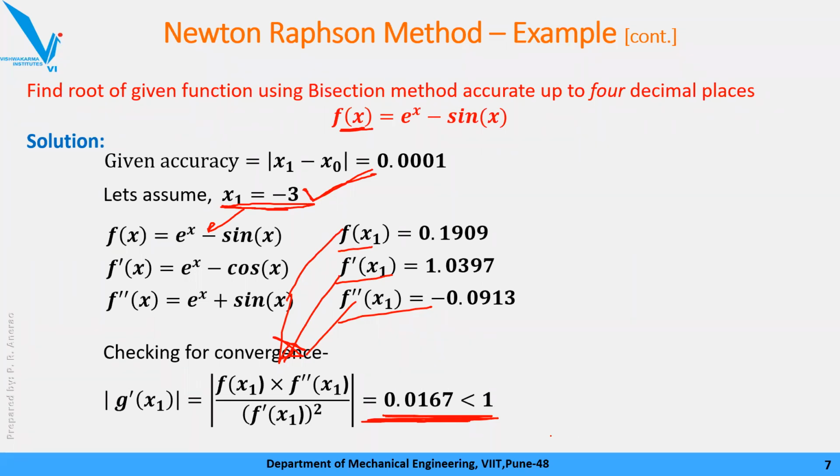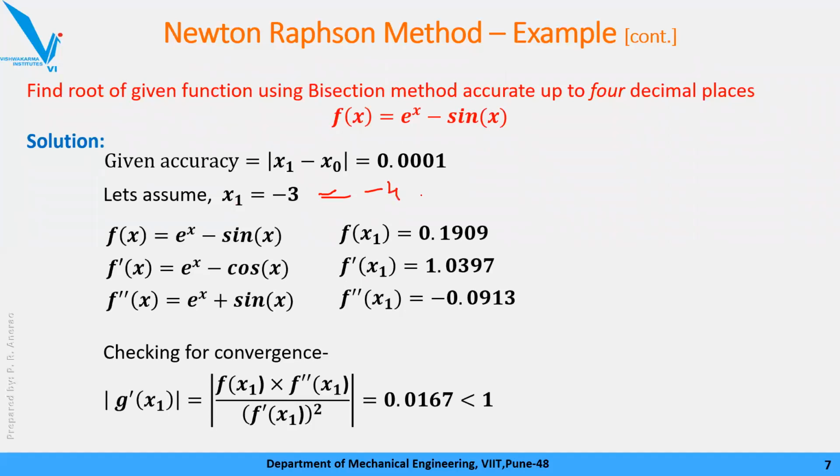ठीक है. If this condition is not satisfied, if your slope comes more than 1, तो क्या करना पड़ेगा? ये सब जो काम किया आपने वो वेस्ट हो गया. आपको क्या करना पड़ेगा? Going back to this assumption x1, फिर से x1 की वैल्यू चेंज करनी पड़ी. It might be -4 और it might be -2, some other value.